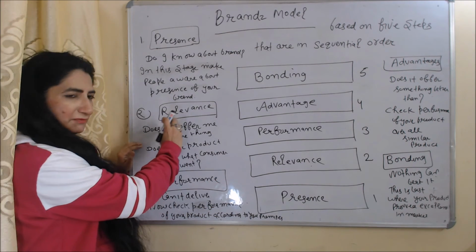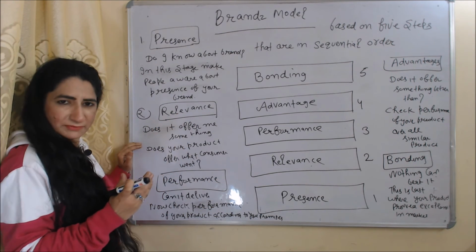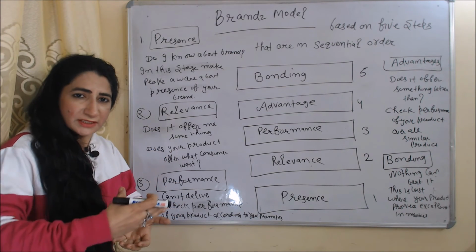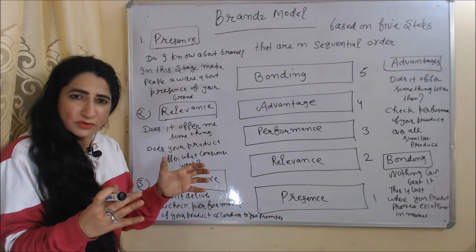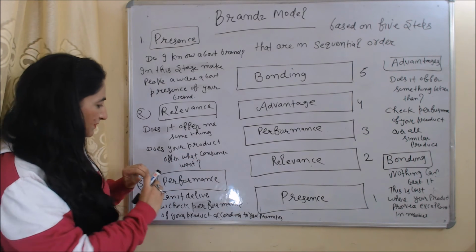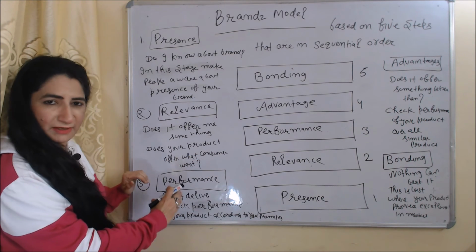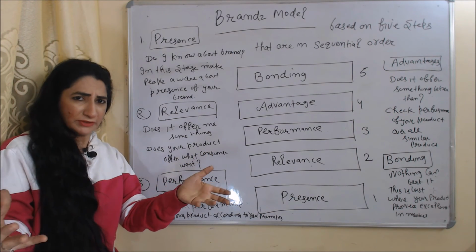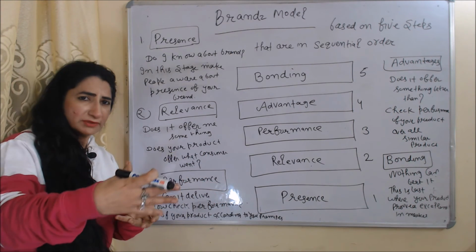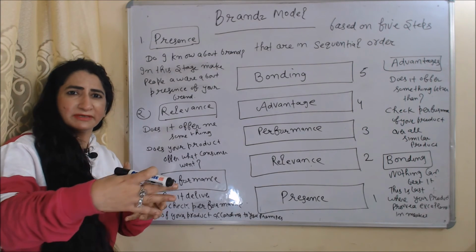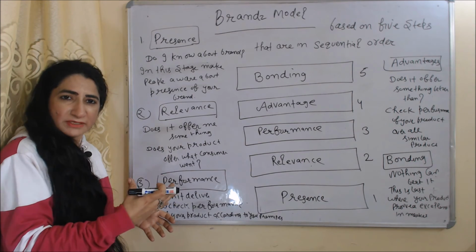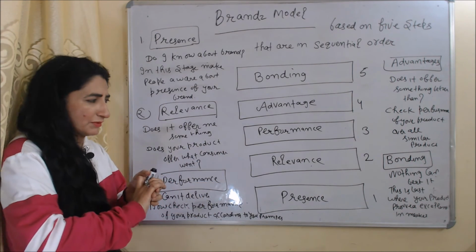Next step is relevance. Does it offer me something? In this step, check whether your product is offering what the consumer wants. Next step is performance. Can it deliver? You made many promises to your consumer through advertisements and other sales promotion activities. Now check the performance of your product against your promises.